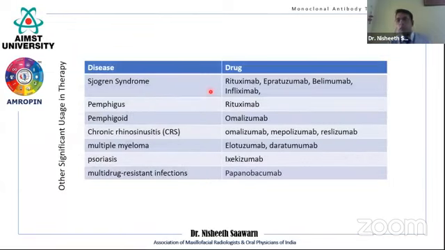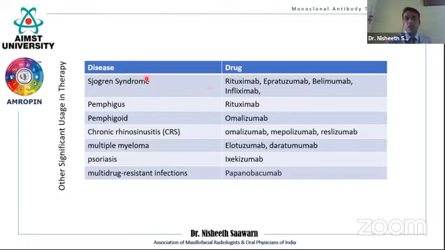Now we come to the other way around, that is, seeing which drugs are being used for which diseases. I'm going to just name the drugs for the diseases. The diseases which have oral manifestations or are of interest to dentists or oral medicine specialists, I will be discussing later in the next section in detail.